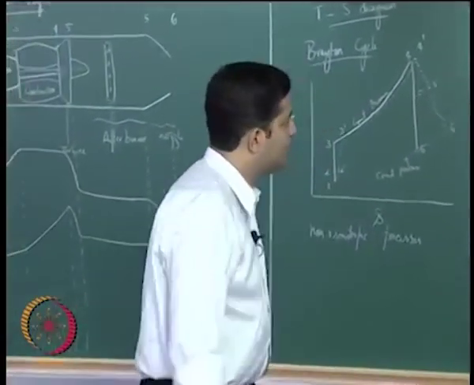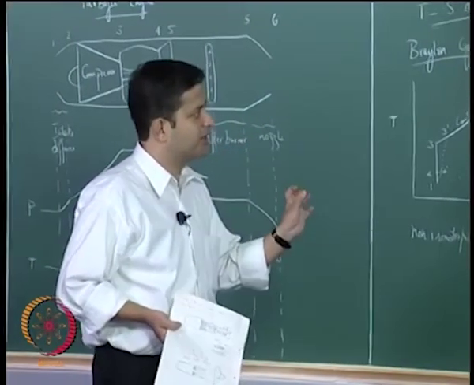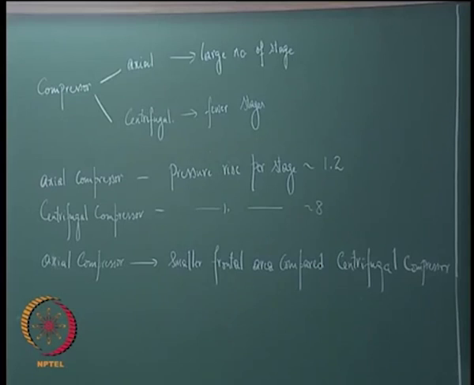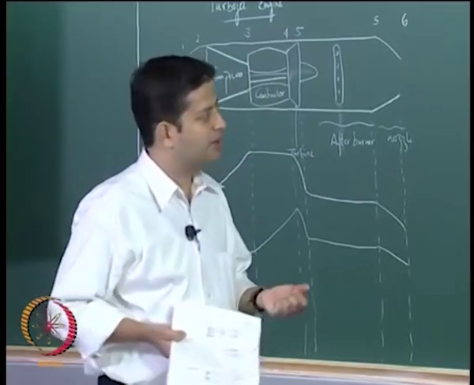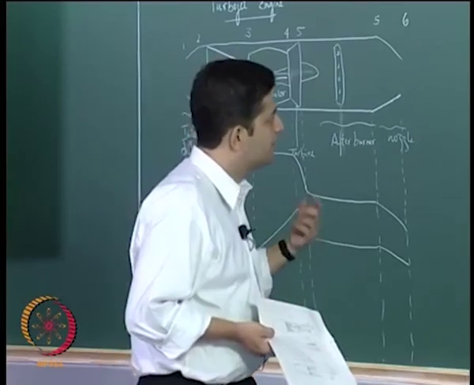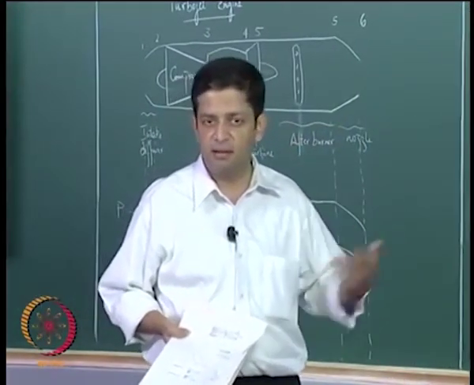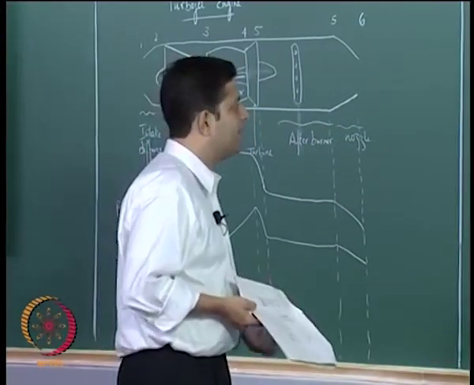Now if you see here that axial compressor, the pressure rise per stage is very small, okay. This is because if you go for a larger pressure rise in an axial compressor, then flow separation and stall takes place. Therefore you are forced to look at a very small pressure rise per stage, whereas in a centrifugal compressor you do not have such problems. We will discuss that in detail as when we look at compressors in a greater detail little later in the course, okay.